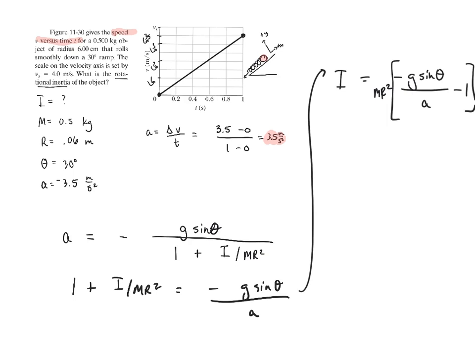Again, not concerned about the number, but if we want to get a number here, I'll give it to you so you can see it. 7.2 times 10 to the negative 4. And that's kilogram meter squared.